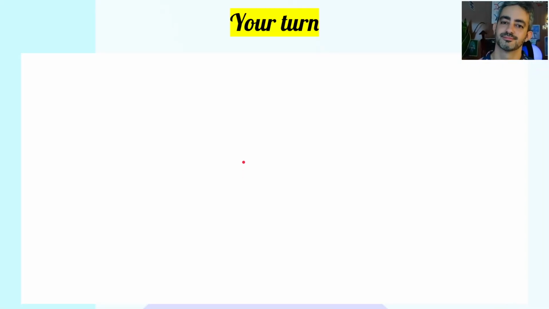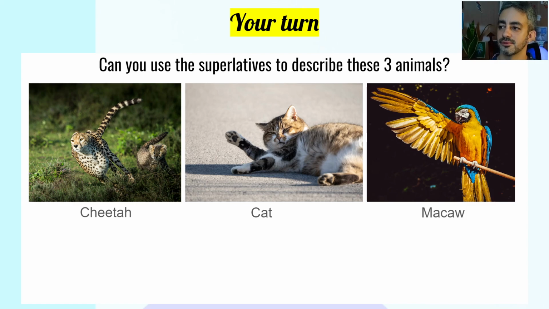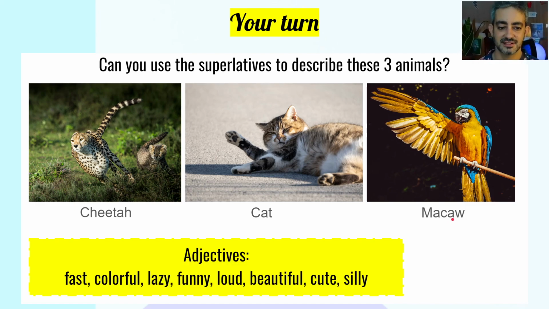Now it's your turn. How would you describe these three animals using superlatives? We've got a cheetah, a cat, and a macaw. I'll give you a few superlatives to help you. So here's a list of adjectives that you could use to describe them. Please pause the video and try to think of a few sentences using these adjectives to describe which one is the fastest, the most colorful, the laziest, etc.